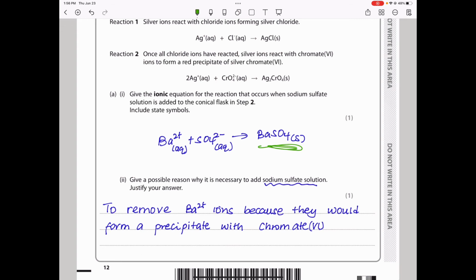The next part says, give a possible reason why it is necessary to add sodium sulfate solution. Justify your answer. So addition of sodium sulfate ensures that we remove the barium ions, because if they were present, the barium ions would react with the chromate to produce barium chromate, which would interfere with our reaction. So to prevent this, you add sulfate in order to remove the barium 2+ ions, leaving the chromate alone in order for them to react with the silver in the next step of the reaction. So I will continue to the next page.